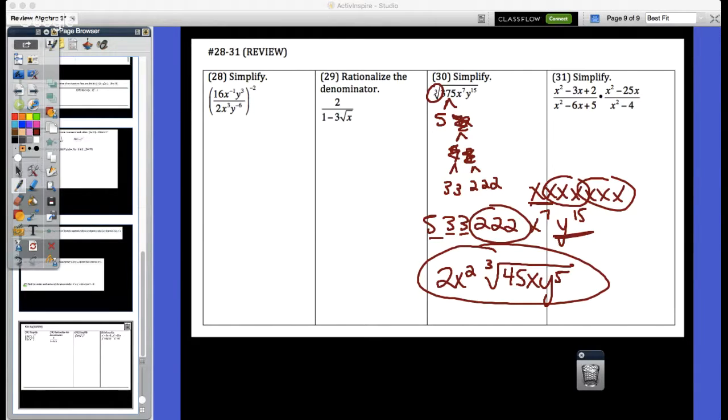Awesome. As far as what I'm looking at, the picture from that person that sent that message, yes, you cannot add those because one has a square root and one is just by itself. Okay, great question.